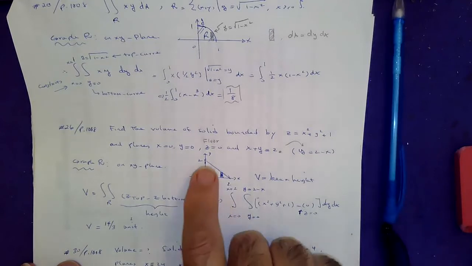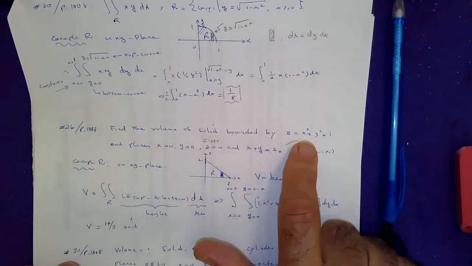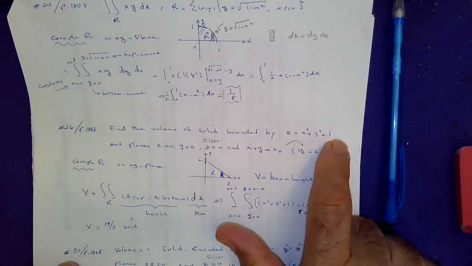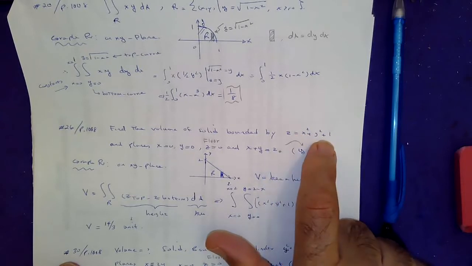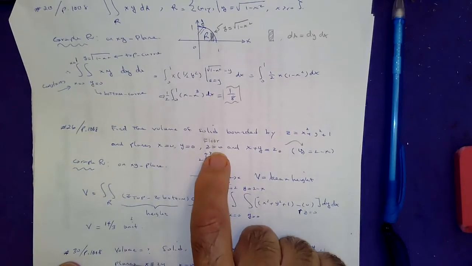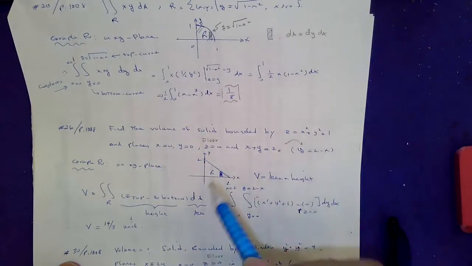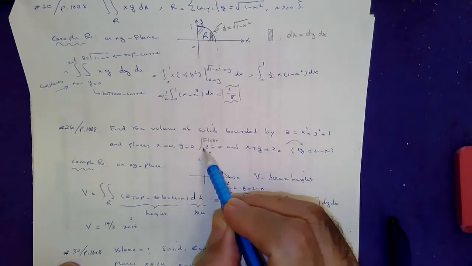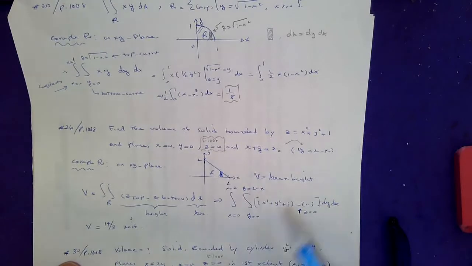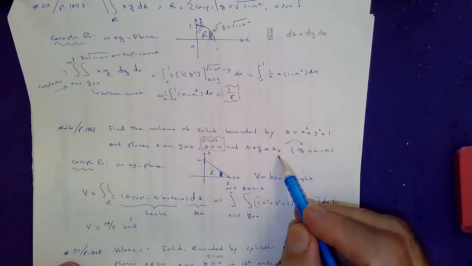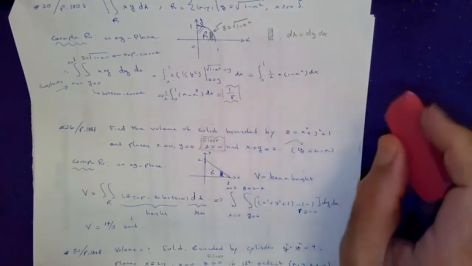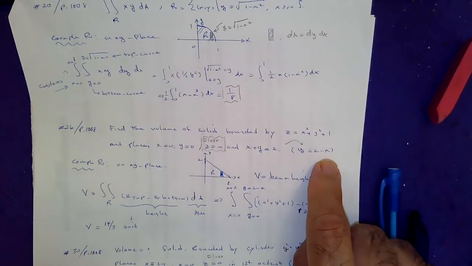So the question is, find the volume of the solid bounded by this elliptic paraboloid, which has been shifted 1 unit above the origin, and the planes x equals 0, y equals 0, z equals 0. Check this out. When they say z equals 0, that means the bottom of the solid is on the floor. And x plus y equals 2, which is y equals 2 minus x.